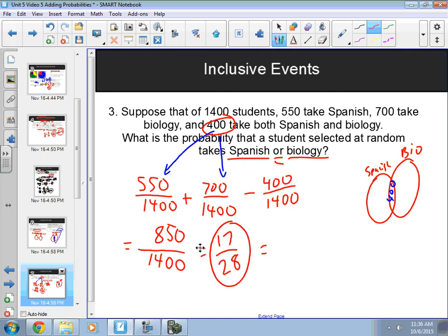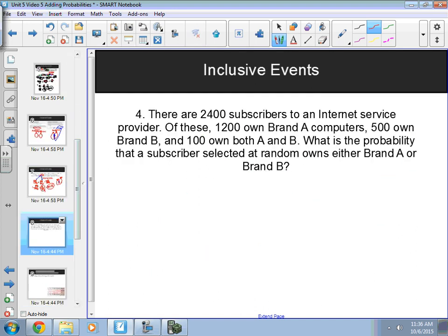Practice reducing, because a lot of times on something like the ACT, if they want it as a percentage, you should be able to get that, or if it's a reduced fraction, you should know which one to match it to on the multiple choice. All right, why don't you pause the video and try this one out. This is another inclusive problem, see what you get.